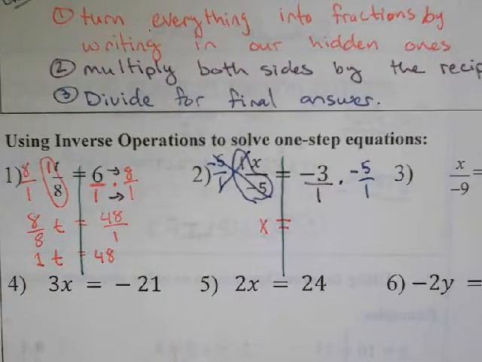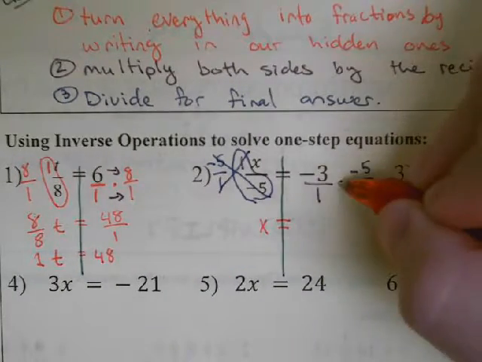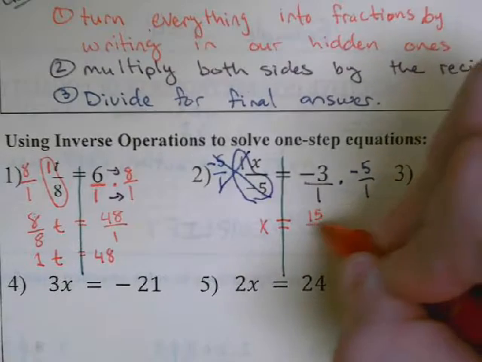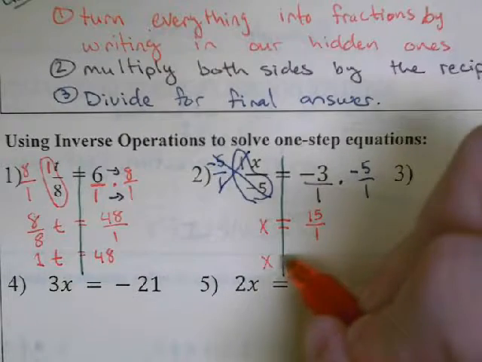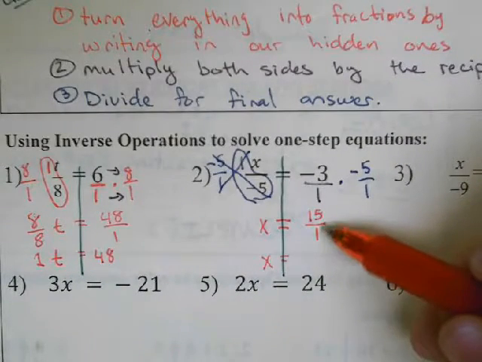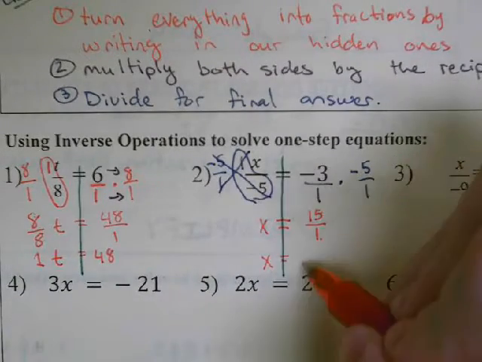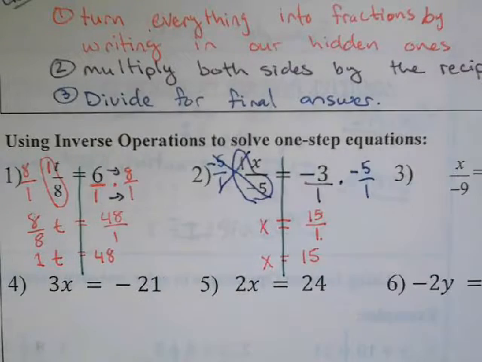Now I'm multiplying these fractions together. Negative 3 times negative 5 is 15, and then 1 times 1 is 1. We'll do our division, and 15 divided by 1 is 15.